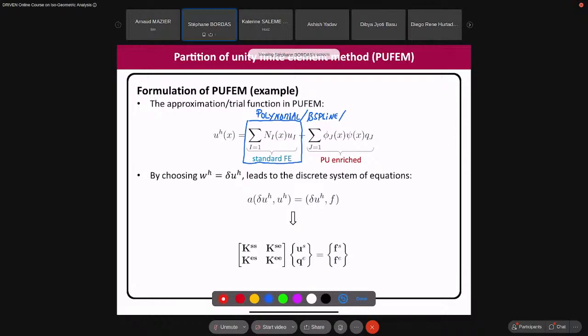And then you take the enriched part, which, as we said, we localize using these functions. We call them something different here, phi_j, but in fact, that could also be N_j. So that could be exactly the same functions as the ones that you use for the standard FE, but they can also be different. So it is completely up to you. That guy here, psi, is the enrichment function.